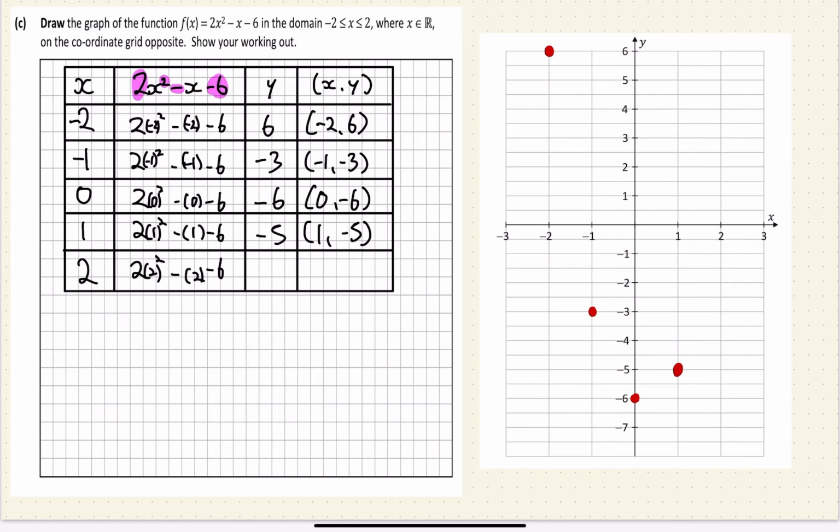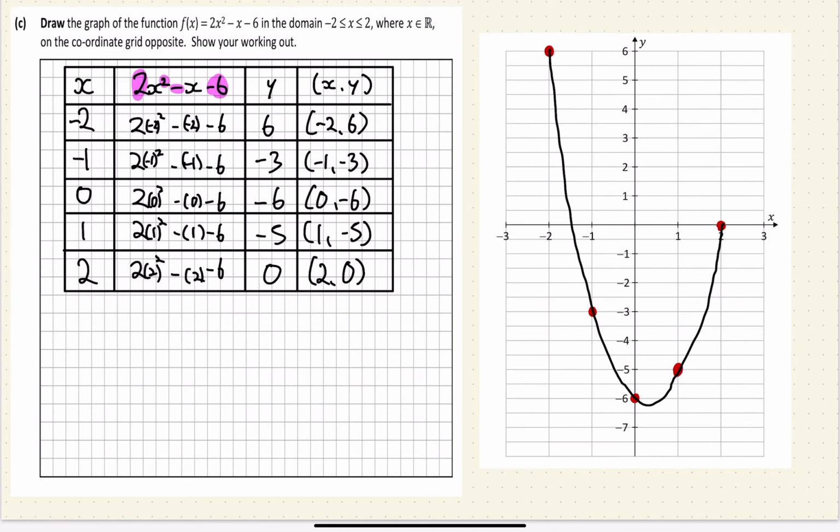And finally, we have 2 squared is 4, 4 times 2 is 8, 8 minus 2 is 6, 6 minus 6 is 0. So the next one is 2, 0. All right, which is this guy here. All right, and then you just have to carefully connect the dots there, okay? Okay, and that was it drawn on the graph. So let's have a look at the next questions.